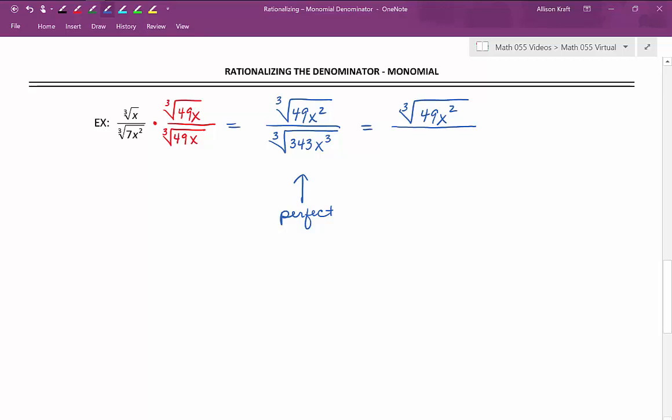We know our denominator is a perfect cube. We designed it to be. The cube root of 343 is 7, and the cube root of x to the third is just x. We want to look to see if we can simplify the fraction overall. Notice that there's nothing outside the radical in the numerator. You can only simplify things that are both outside the radical, so there's not going to be anything we can simplify here. Our answer is the cube root of 49x squared over 7x.